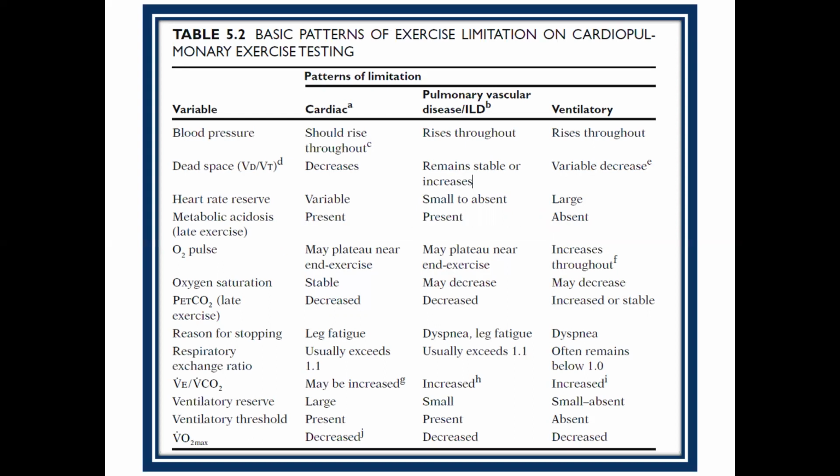for you guys to learn CPET well, you need to know the variables. You need to know how to interpret them. So I will come back to this differential of the patterns of limitation with cardiac, ventilatory, or if you have pulmonary vascular disease and ILD. They're plotted as one because the patterns are distinctly different in these three types of abnormalities.